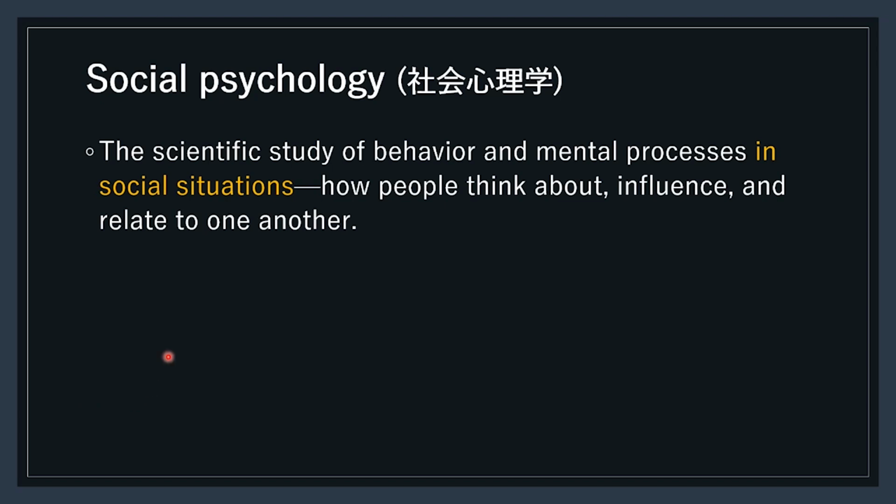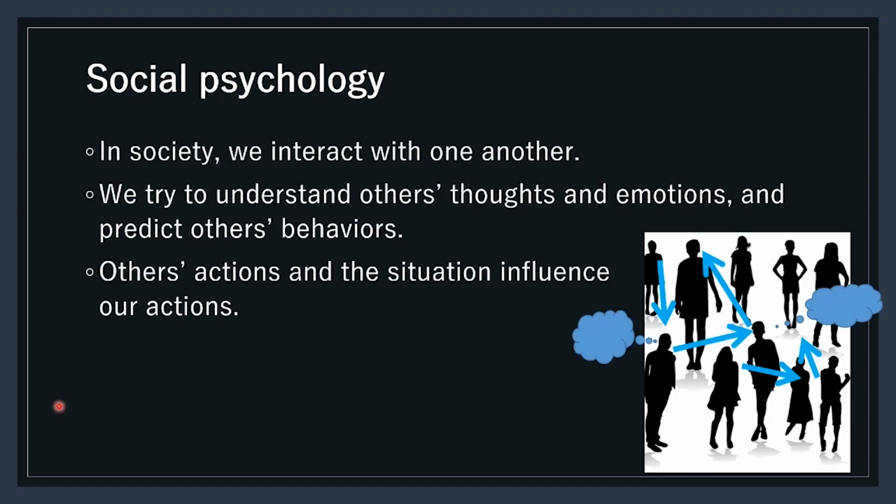So in addition to the previous definition of psychology, that it's the scientific study of behavior and mental processes, social psychology is the scientific study of behavior and mental processes in social situations. More precisely, it is the study of how people think about one another, influence one another, and relate to one another.